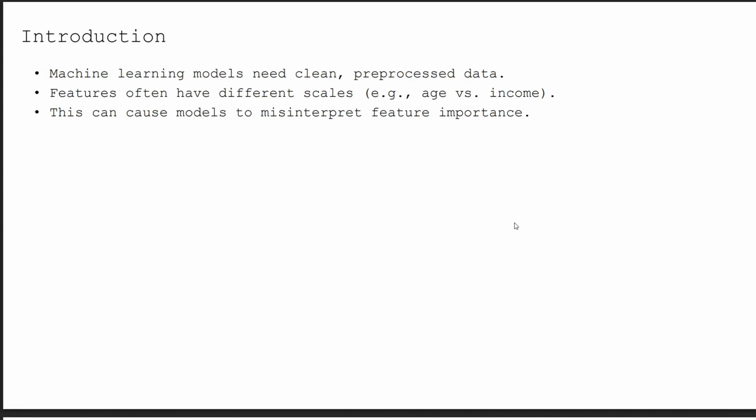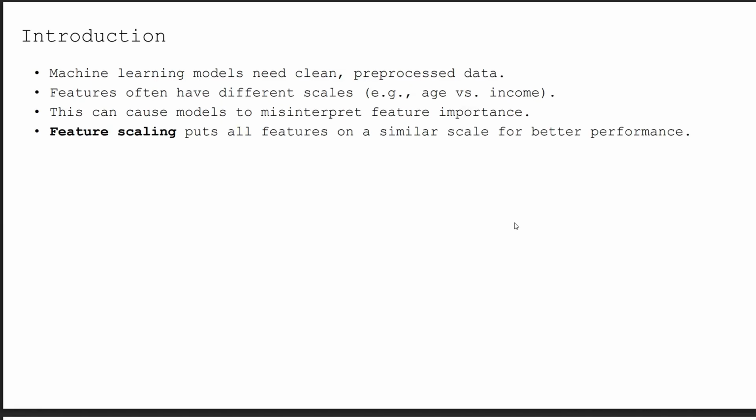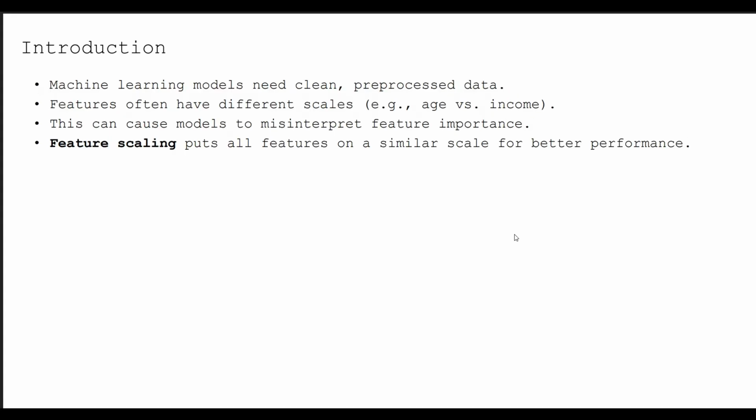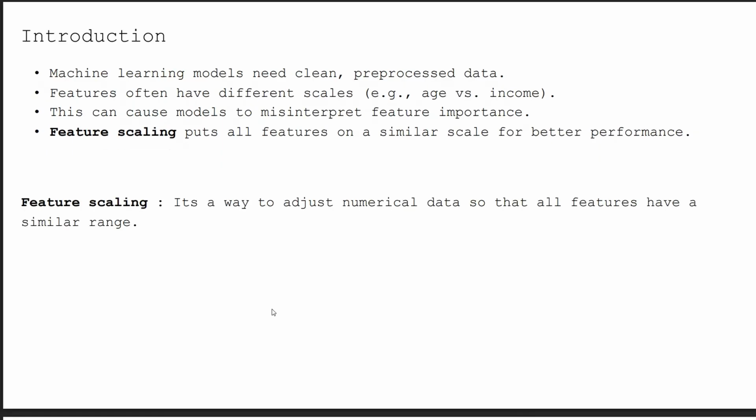That's why we need to implement feature scaling. What it will do is put all the features on a similar scale. In that case, when we have a comparable scale for both the features, the model will consider both equally when predicting the likelihood of the loan. So let's put down a formal definition: feature scaling is a way to adjust the numerical data so that all the features will be on the same scale.